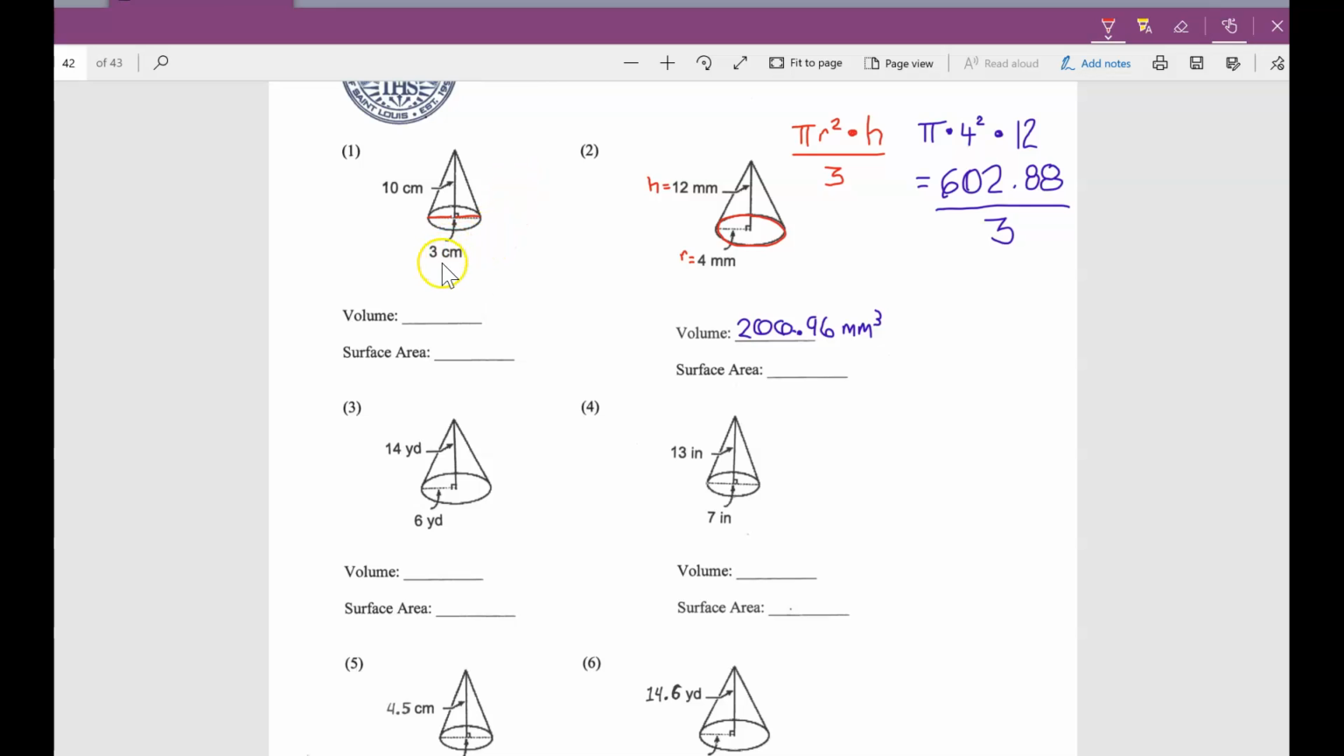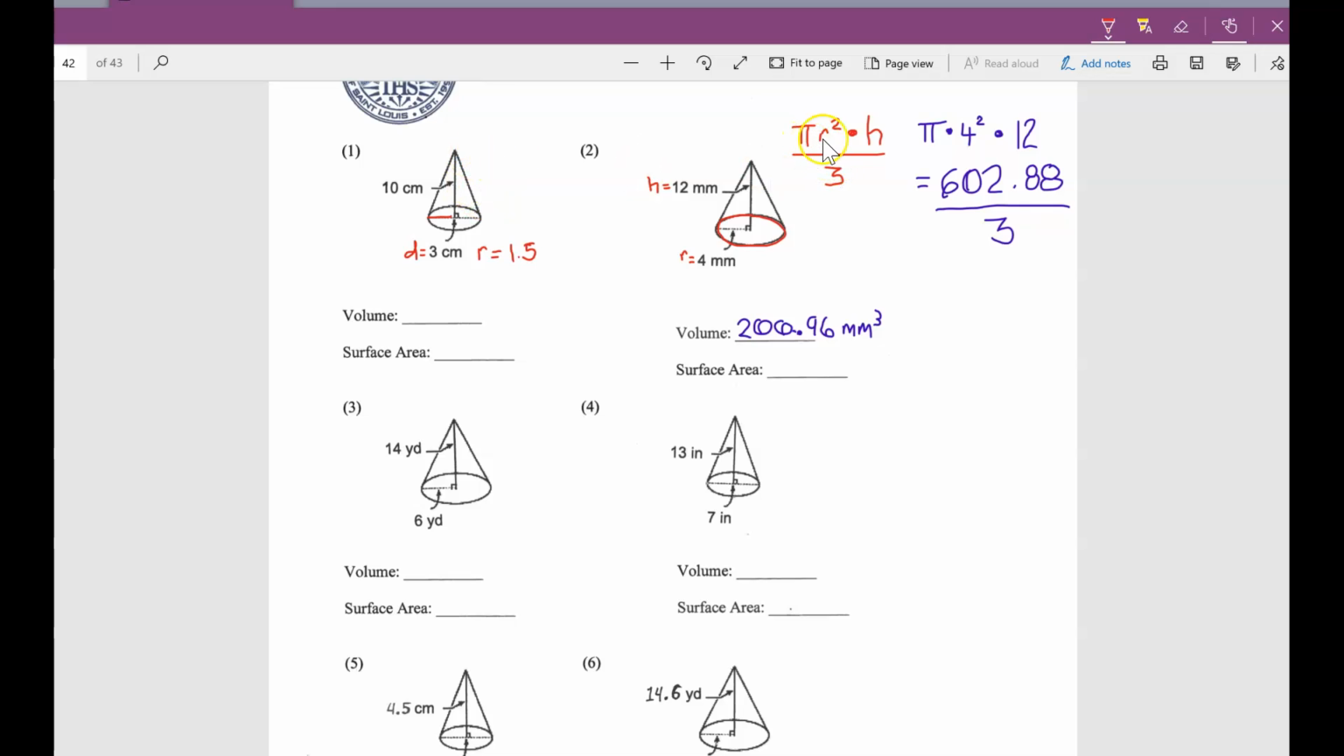If we know the diameter is 3, then the radius is going to be half of that. Because the radius is just going to be, hold on, let me grab the eraser, this half of the diameter. So the radius on number 1 here is half of 3. It's 1.5. Once we know that, it's just a matter of plugging things into our formula.